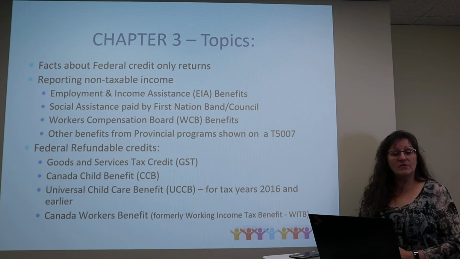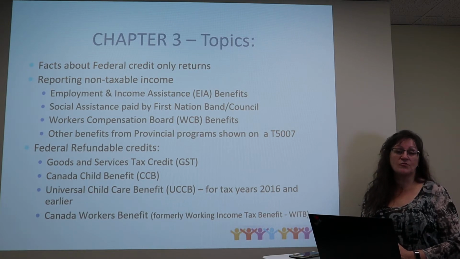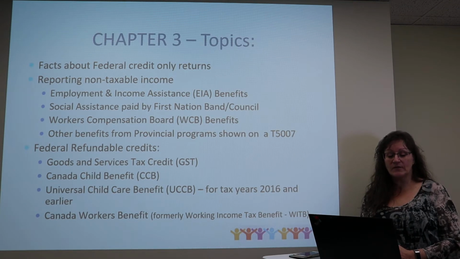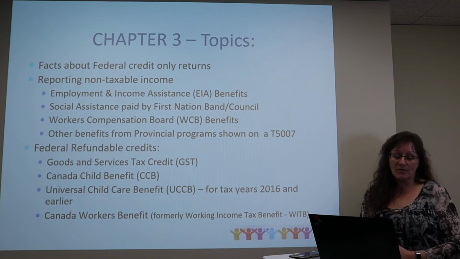In Part B of our Chapter 3 video, we will discuss the federal refundable credits that are triggered as a result of filing these zero-income or low-income tax returns, for things like the Goods and Services Tax Credit, the Canada Child Benefit, the Universal Child Care Benefit where applicable, and the Canada Workers Benefit.